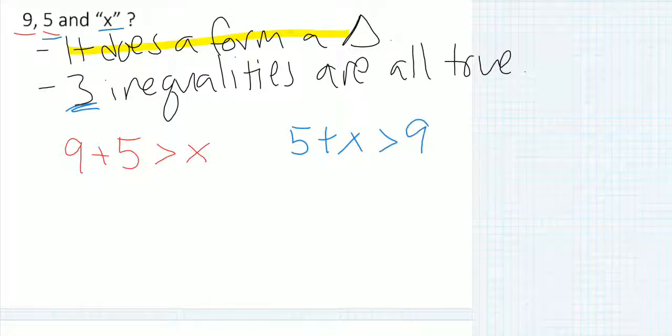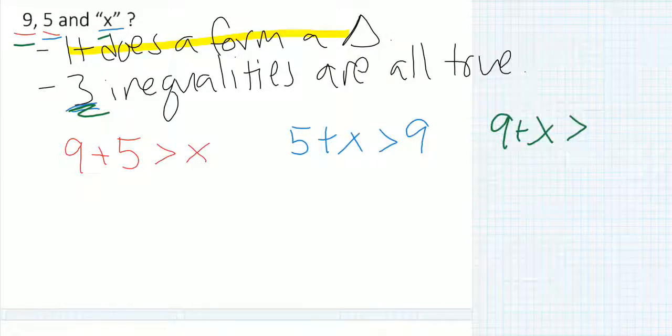There's 3, so I need one more. Choosing another 2, it'll be 9 and x. So 9 plus x is greater than 5. The only reason I can create these three inequalities is because of this right here, okay? Let's go ahead and play around with these inequalities and see what ends up happening. So this is 14 is greater than x.